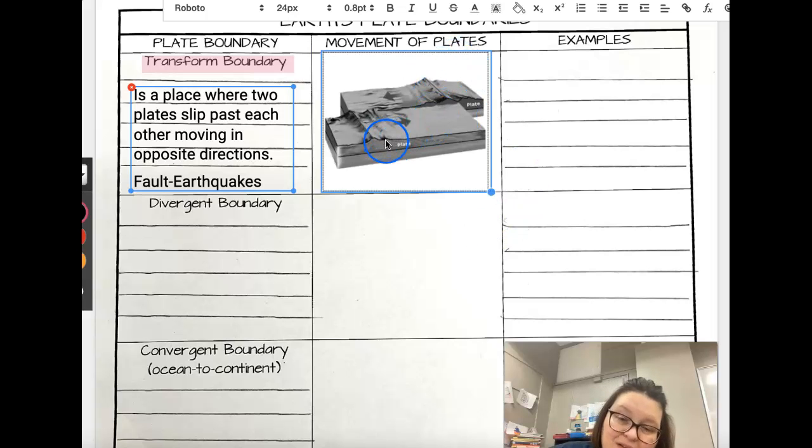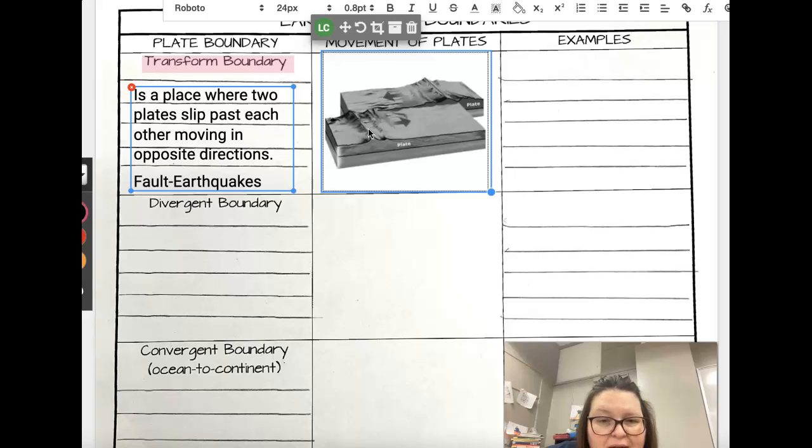Now, if you look at your picture, you will see that you have an arrow that moves to your right and an arrow that moves to your left. And these two pieces are known as plates. And this is showing you that the plates are moving past one another.